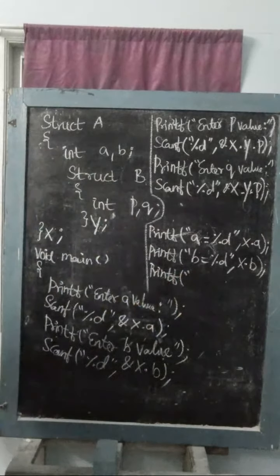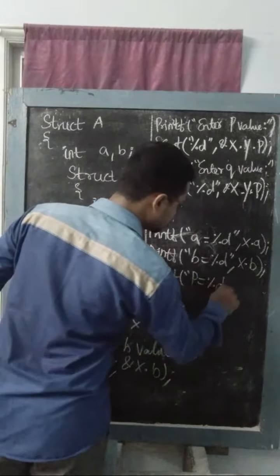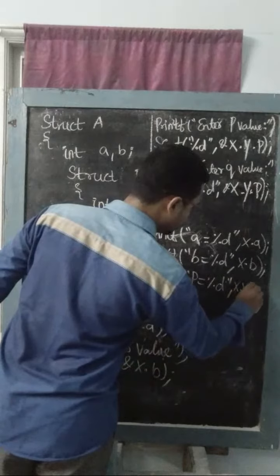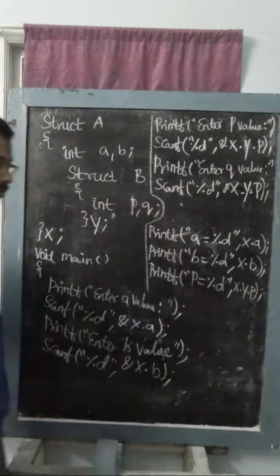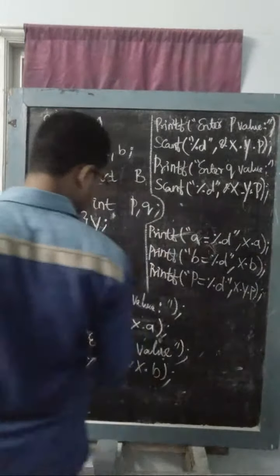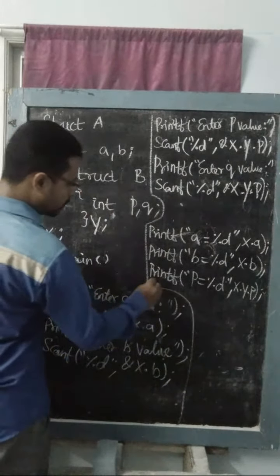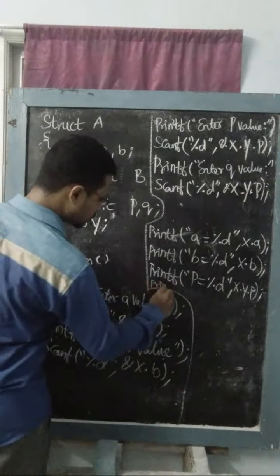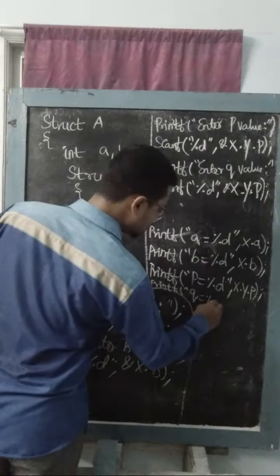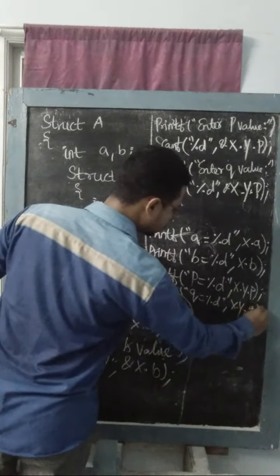What is the value? That is printf P is equal to percentage D, comma X dot Y dot P. You got it? Okay. The same way we have to write for the Q also. So how can we write? Printf Q is equal to percentage D, comma X dot Y dot Q.